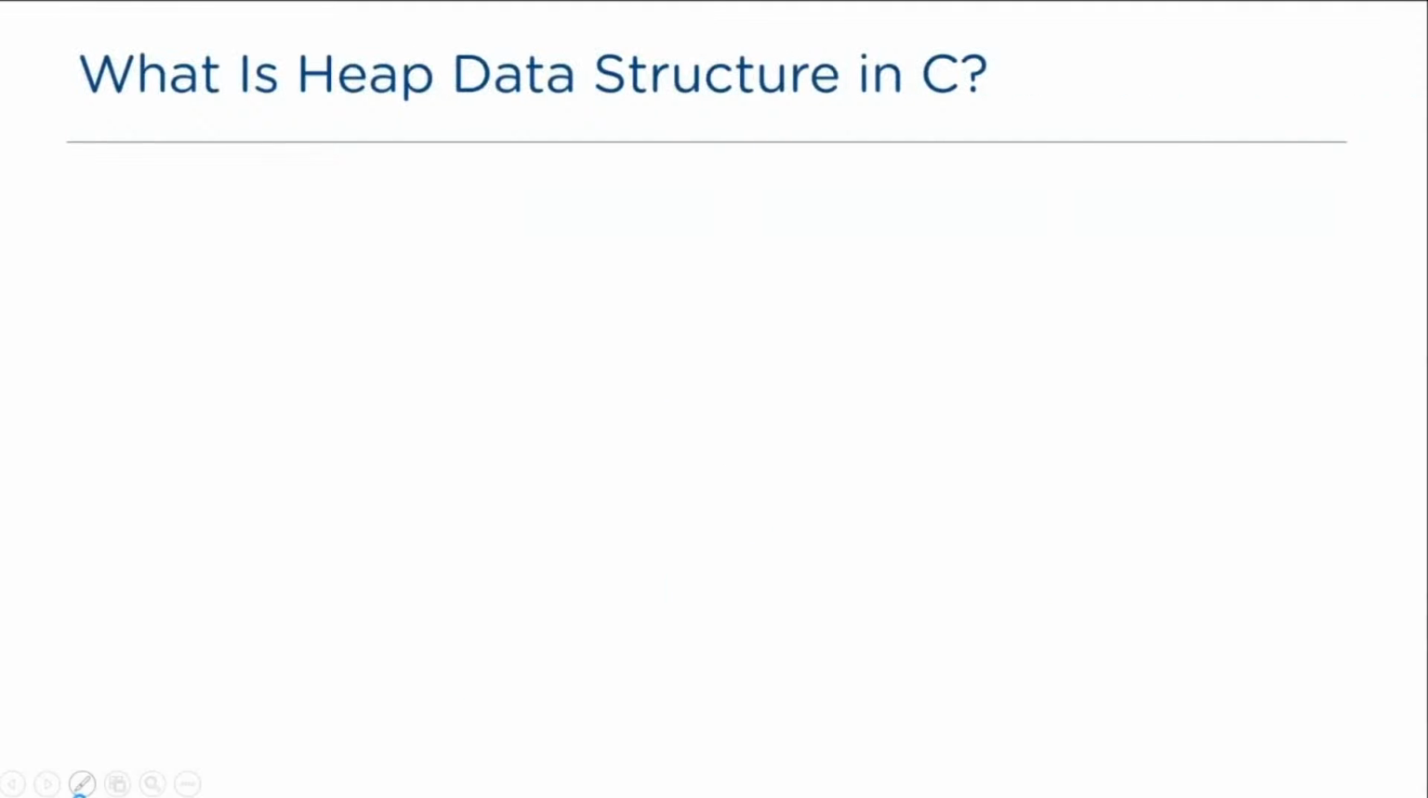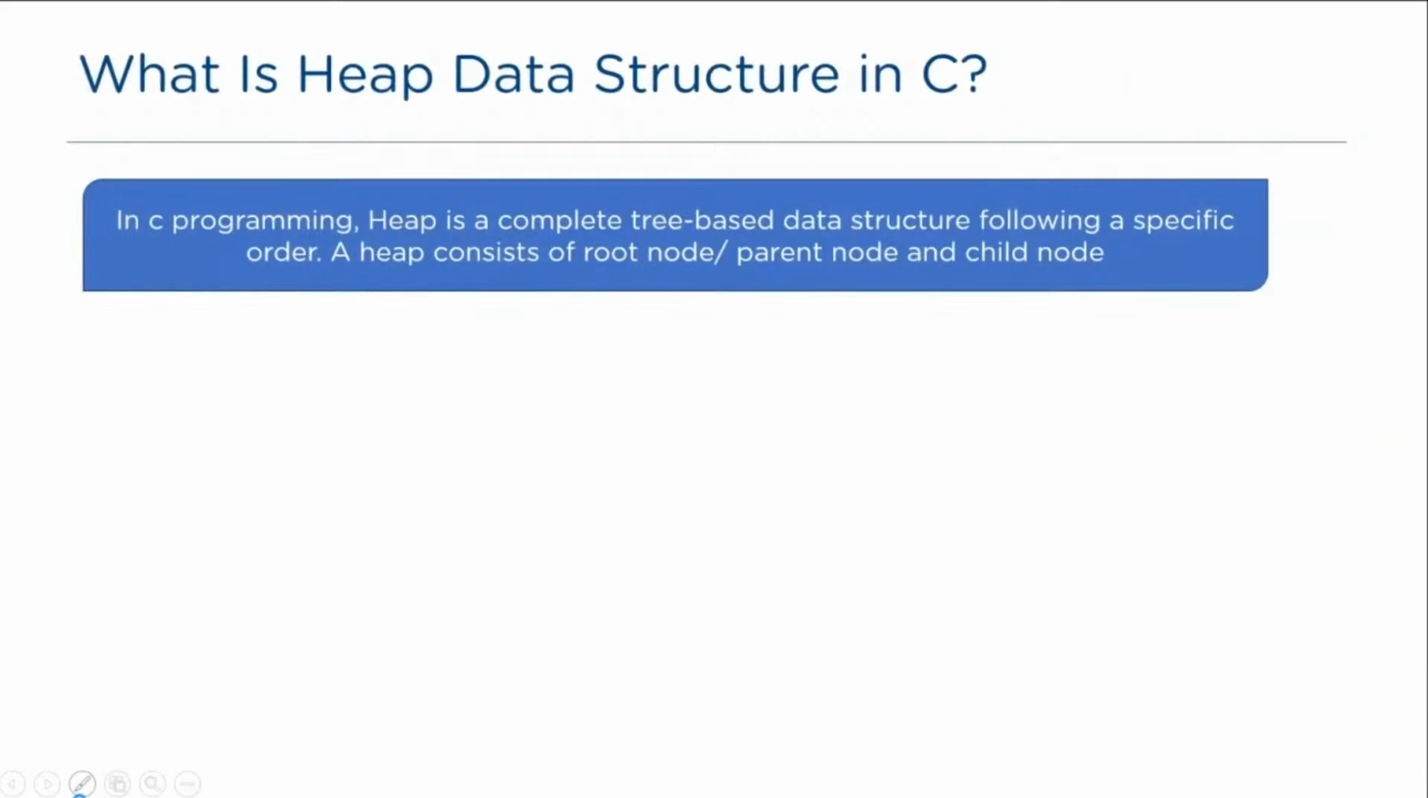And in C programming, heap is a complete tree-based data structure following a specific order. A heap consists of a root node, parent node, and a child node. The way roots are necessary for a tree, similarly, a root node is very important in a heap. The element of a root node is always greater than or equal to the other tree nodes, or it can be smaller than or equal to its child node.